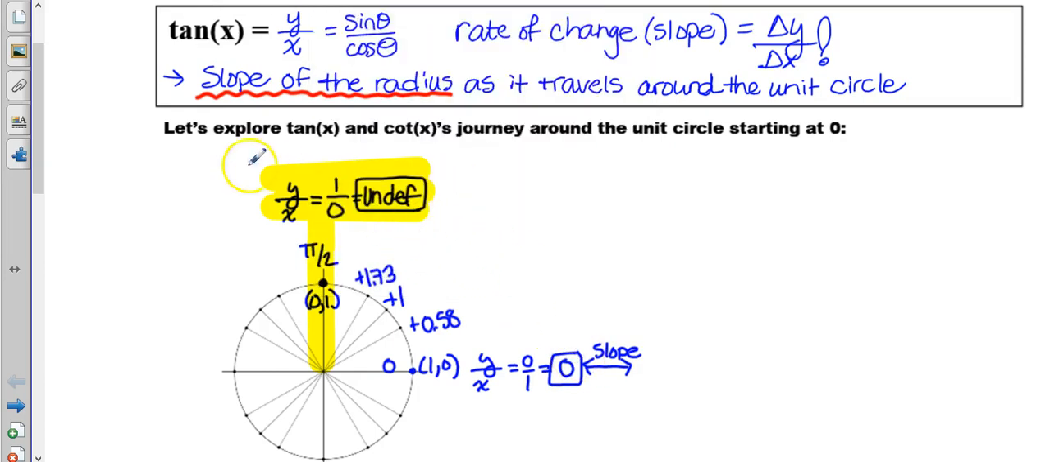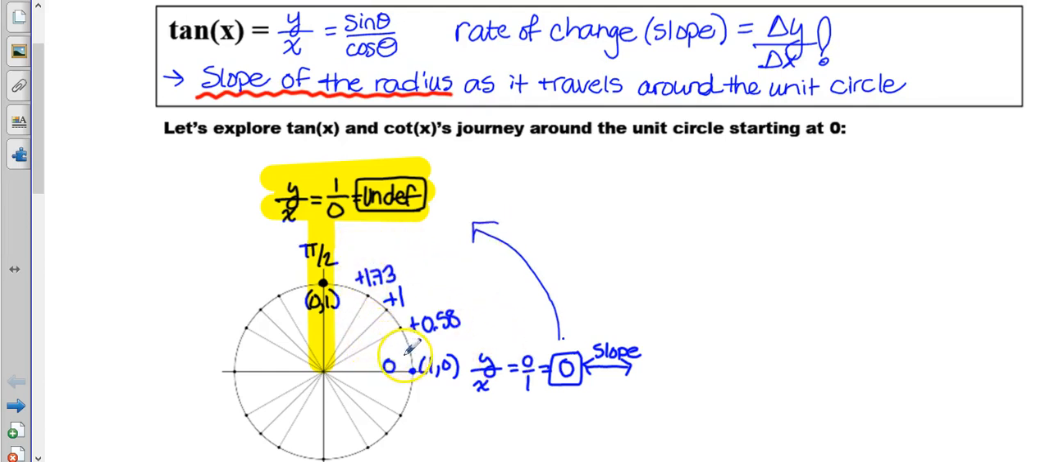Alright, so if you notice, the title of this blank space here is Exploring Tangent's Journey Around the Unit Circle. So when we started at 0, like we just commented before, we're noticing that the rate of change here is progressively getting steeper and steeper and steeper until it becomes undefined. So when I travel from 0 to here, I'm noticing this increase.